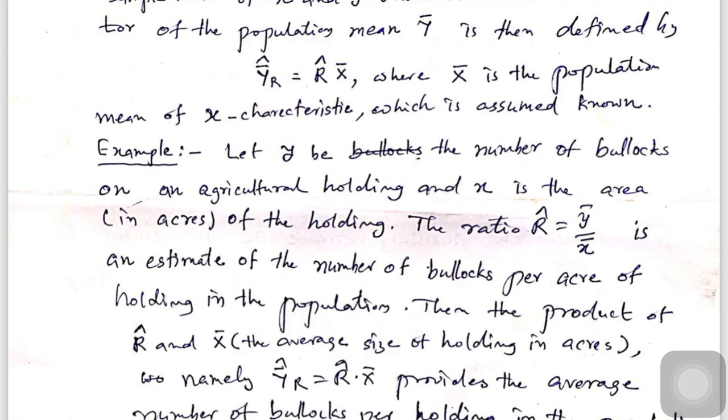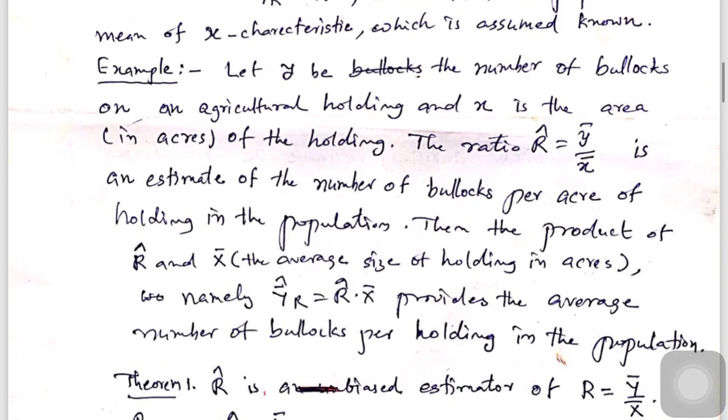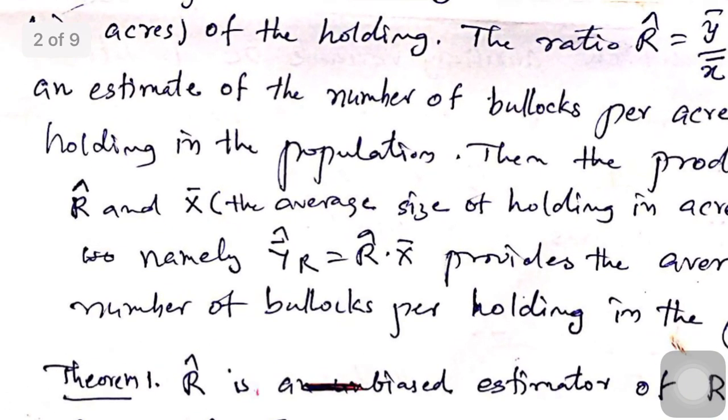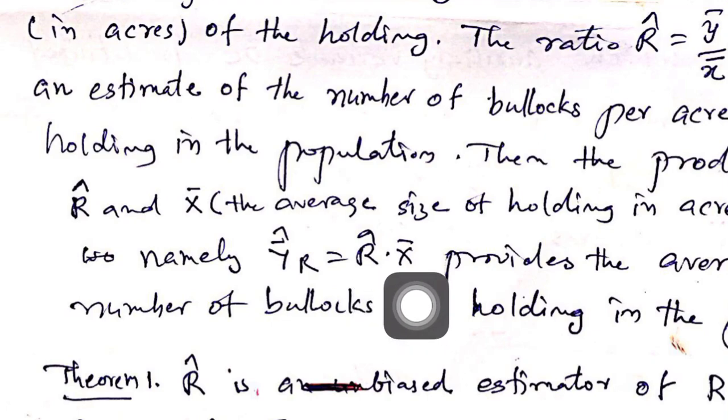And what is capital Y bar hat in that case? Okay, that will be the same formula you will have. Capital Y bar hat is equal to R hat into X bar. What is R hat? R hat is the estimate of the expenditure per head, and that is multiplied by the average number of members per family.